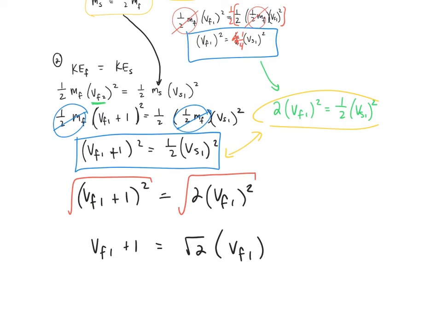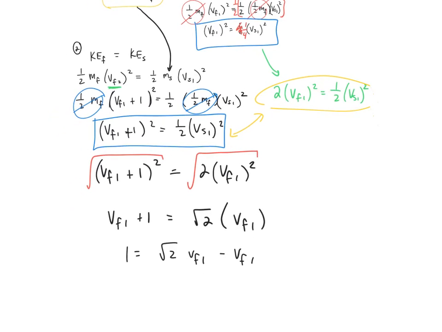So I'm going to move the VF1 over. We get 1 equals radical 2 VF1 minus VF1. I could factor VF1 out of this equation, factor out a greatest common factor. VF1 is in both spots. Take it out front, leaving behind a radical 2 here, and a minus 1 left behind there. And then solve for VF1.